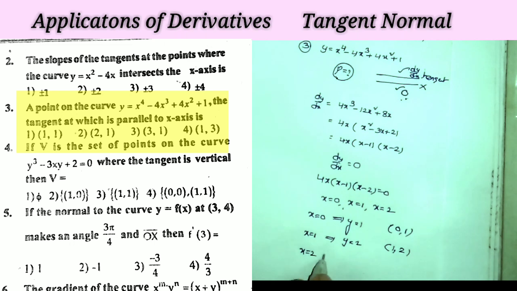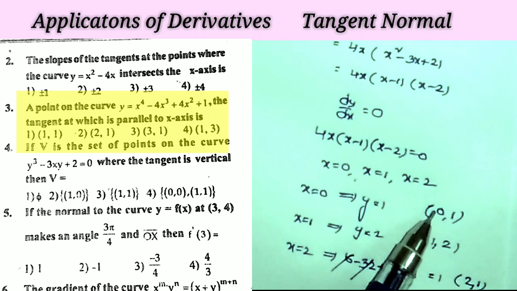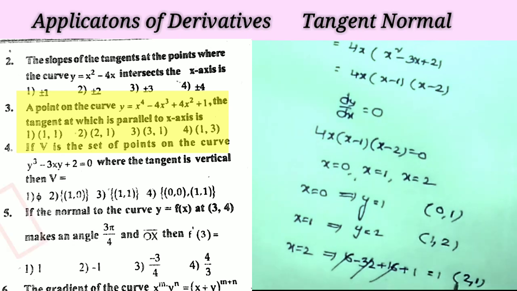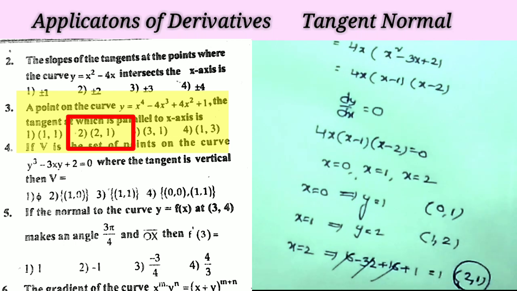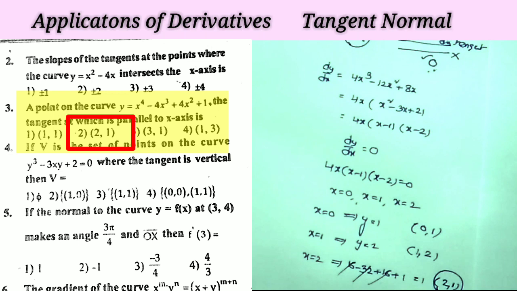And replacing x is equal to 2 here. x power 4, 16. Minus 4 into 8, 32, plus 4 plus 4, 16 plus 1. 32 and 32 get cancelled. So this is equal to 1. That is the point is 2, 1. So the answers are 0, 1, or 1, 2, or 2, 1. But in the options, only this point is given. So the answer is this one, that is the second option. Of course, these two are also answers, but these are not given in the options. So the answer is the second option.